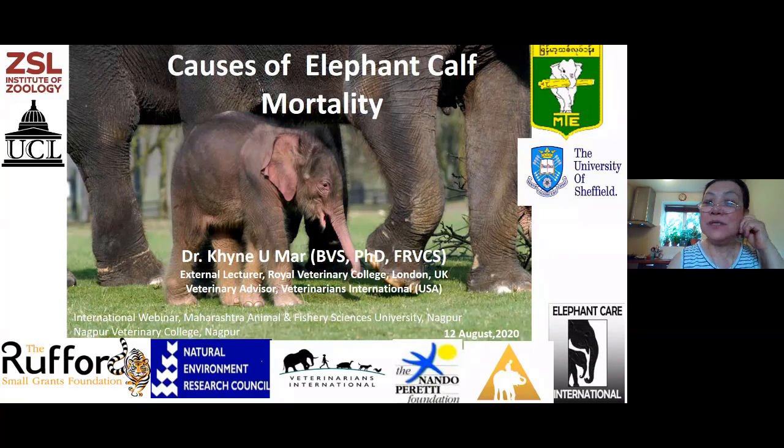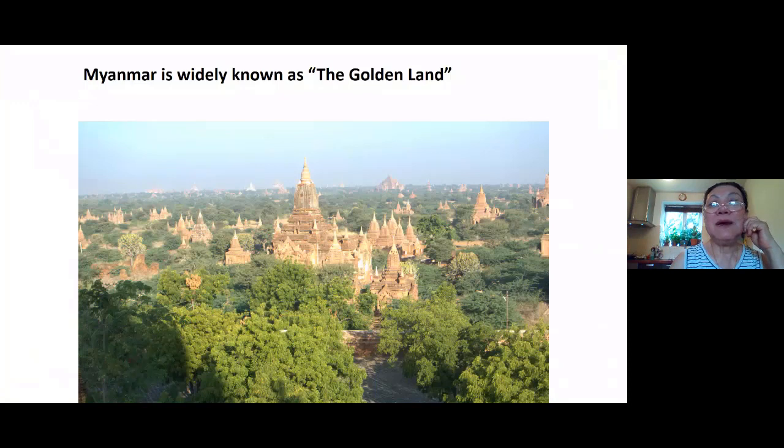So first, allow me to introduce myself. I am Khyne U Mar. I'm originally from Myanmar, and I live in England at the moment. But most of my projects are in Myanmar in Southeast Asia. Myanmar is formerly known as Burma. It's also known as the Golden Land by foreigners. This is the country where you find the highest population of captive Asian elephants.